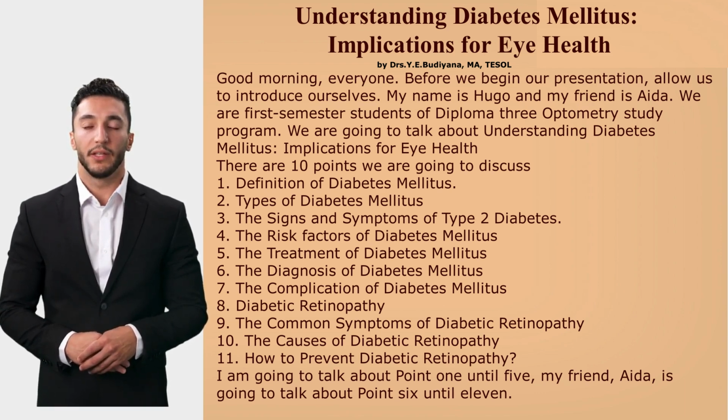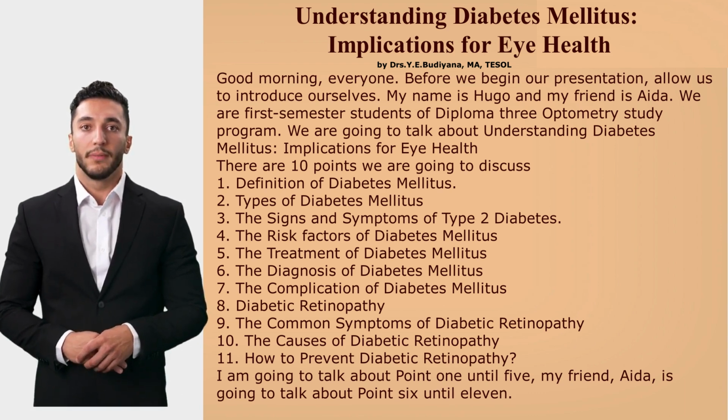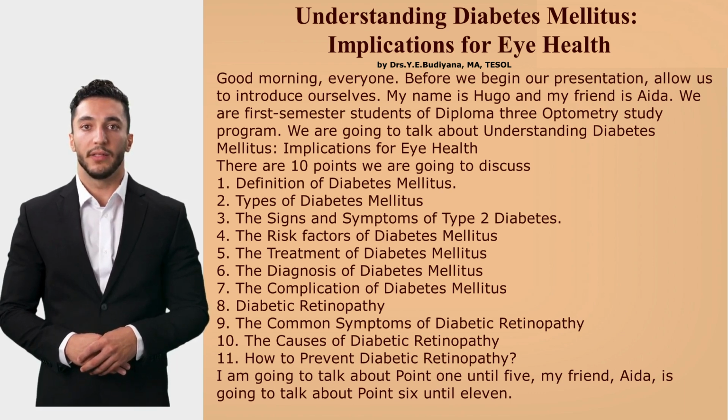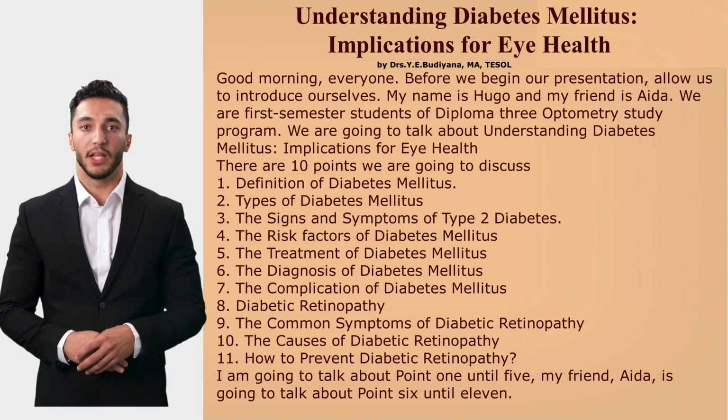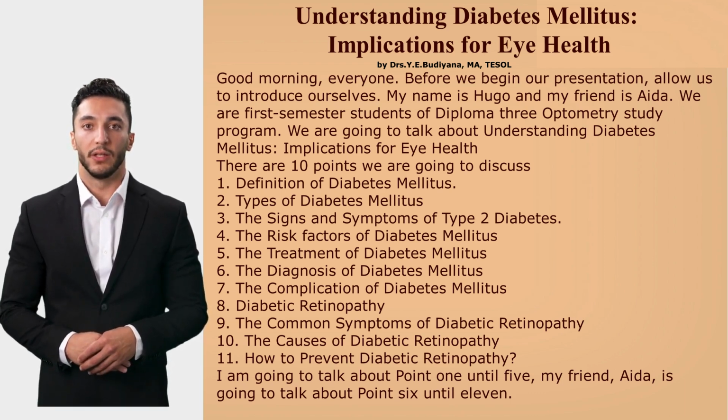1. Definition of diabetes mellitus. 2. Types of diabetes mellitus. 3. The signs and symptoms of type 2 diabetes. 4. The risk factors of diabetes mellitus. 5. The treatment of diabetes mellitus. 6. The diagnosis of diabetes mellitus. 7. The complication of diabetes mellitus. 8. Diabetic retinopathy. 9. The common symptoms of diabetic retinopathy. 10. The causes of diabetic retinopathy. 11. How to prevent diabetic retinopathy.